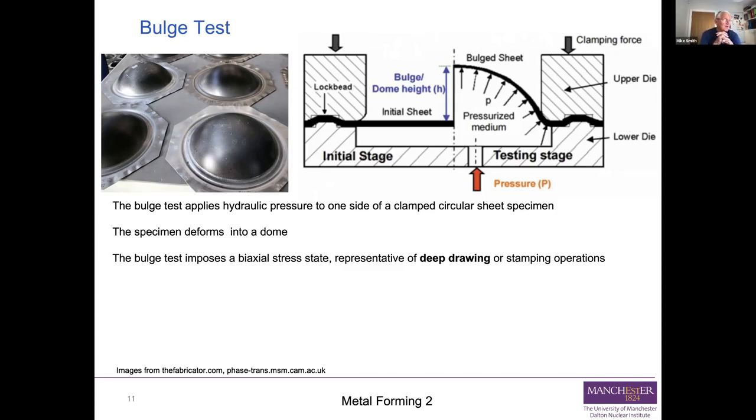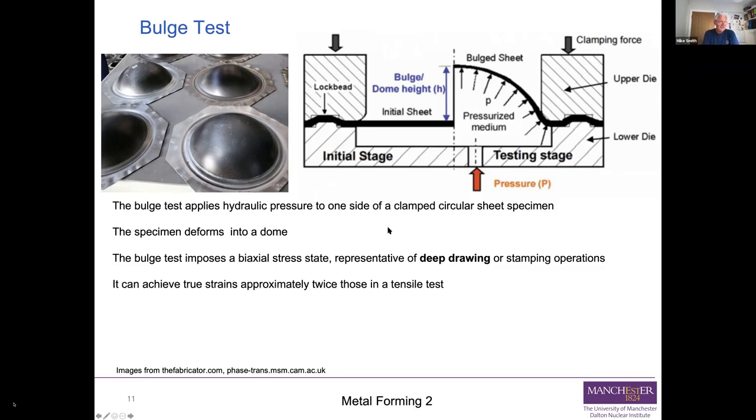And that's actually quite a useful thing if you're worrying about deep drawing, which we'll come to in lectures next week, or stamping, because deep drawing is basically putting a biaxial stress state in, a biaxial tensile stress state, to stretch your initially flat disc into your beer can, your kitchen sink, or whatever else you're trying to make out of it.